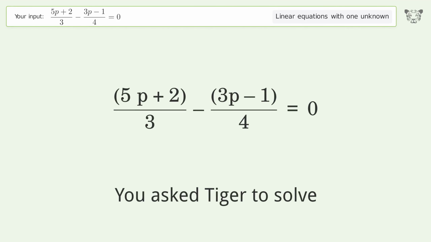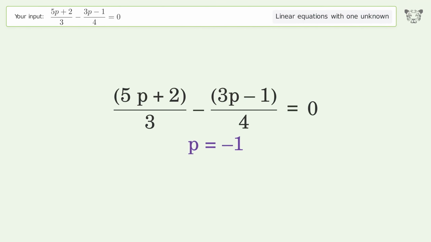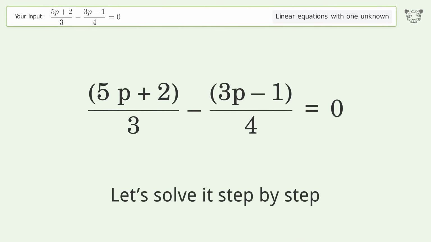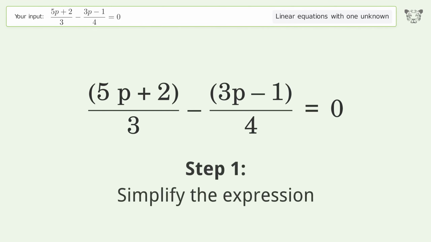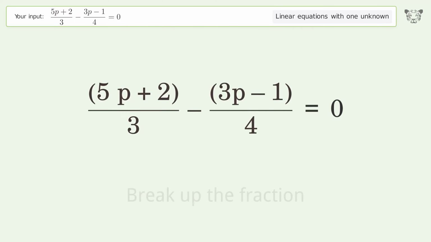You ask Tiger to solve. This deals with linear equations with one unknown. The final result is p equals -1. Let's solve it step by step. Simplify the expression. Break up the fraction.